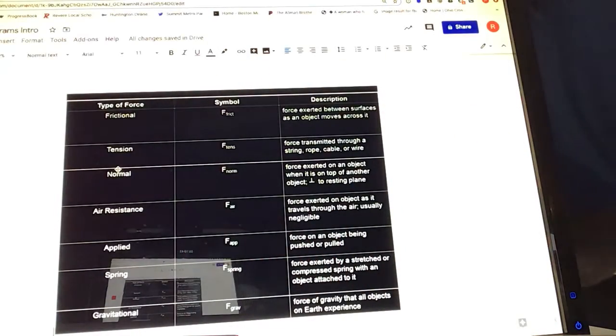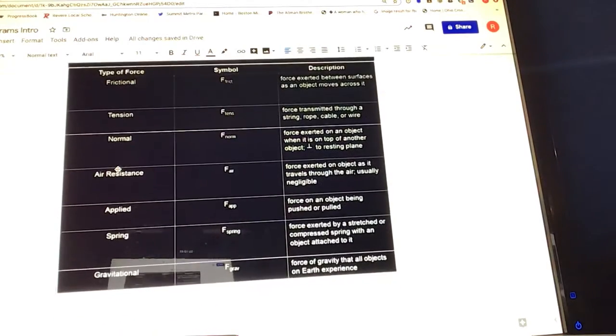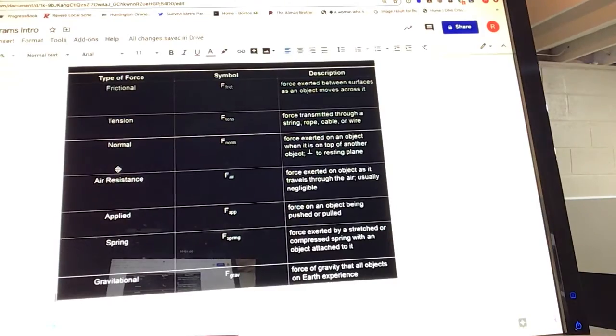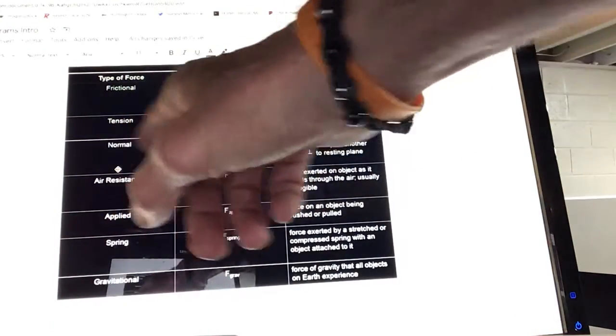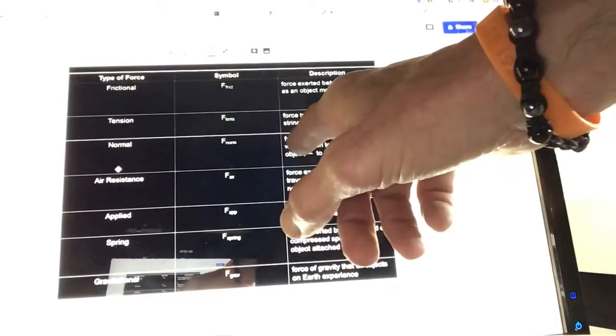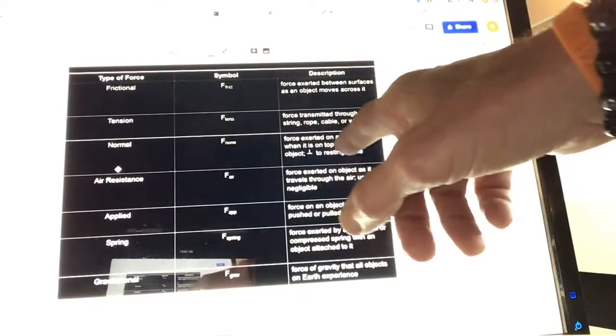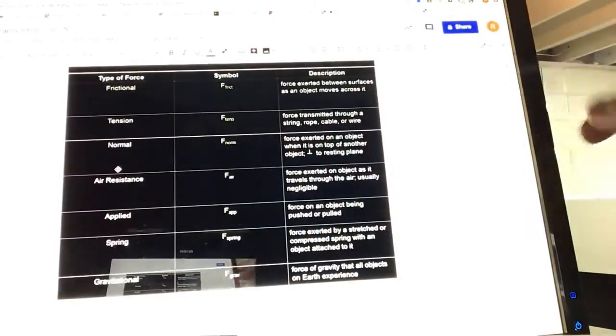F-norm. Make sure you guys can see all this. F norm is the normal force. Remember, that's the force exerted on an object when it is on top of another object, resisting pressure. What that means in English is it's the force pushing up on an object. Okay, the table is exerting normal force on this book. The chair is exerting normal force on me. The earth is exerting normal force on the chair. Okay, pushing up. Anything pushing up. Back to the screen.